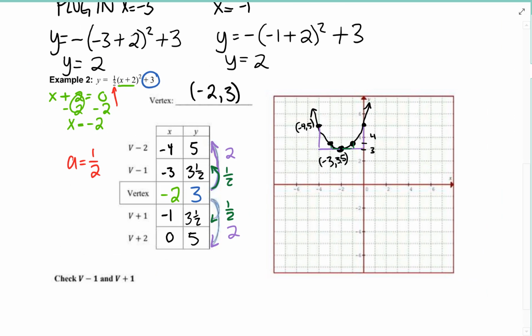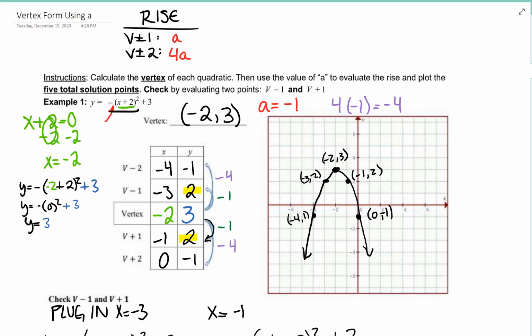So to save yourself some time doing all the algebra, you can use the patterns of the rise to help you find the other points. And really, the only point you need to look for is the vertex, because everything centers around the most valuable point, that vertex, that MVP.